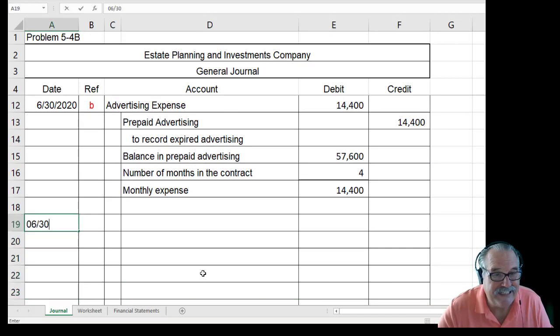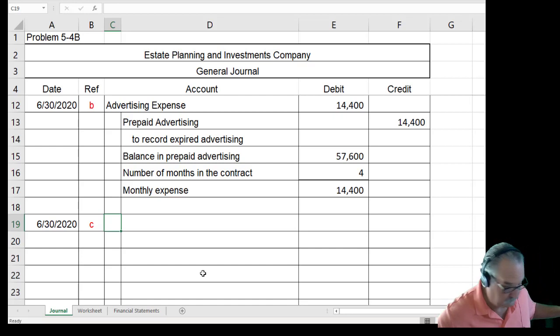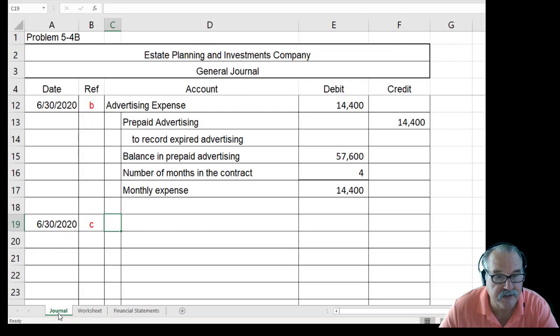Adjustment C says rent of $12,000 expired during the month. If you look on the trial balance, we have an account called prepaid rent. It has a whopping $144,000 in it, but that looks like we prepaid a whole year and $12,000 has now expired. So we don't need to do a calculation in this case.